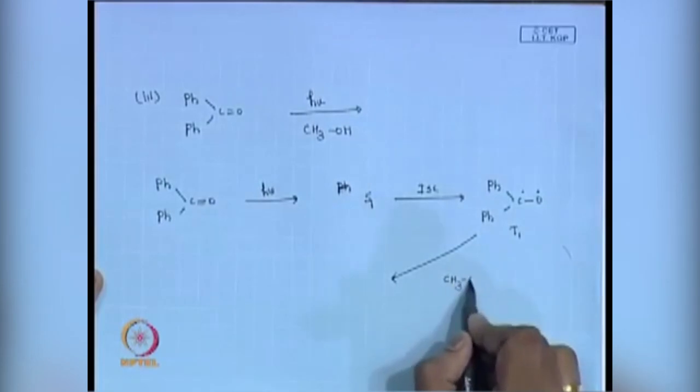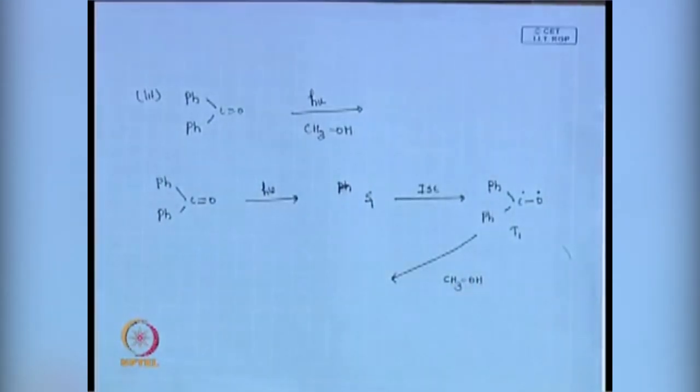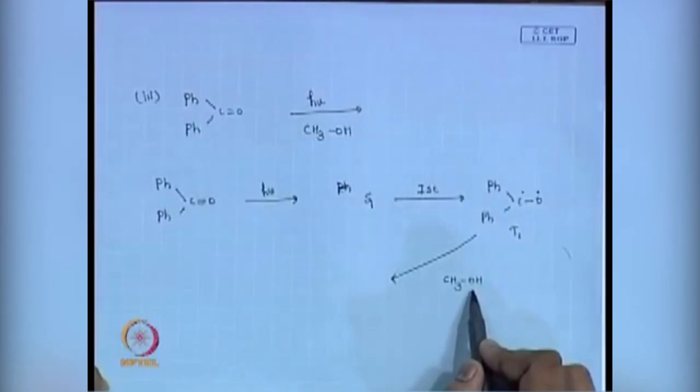Now we have methanol. How is this going to react? You think, this C dot, what can it do? You have methanol, you have your excited ketone in pi star. So, your C dot can abstract a hydrogen from methanol, from where? CH3. Do not abstract the hydrogen from your OH.